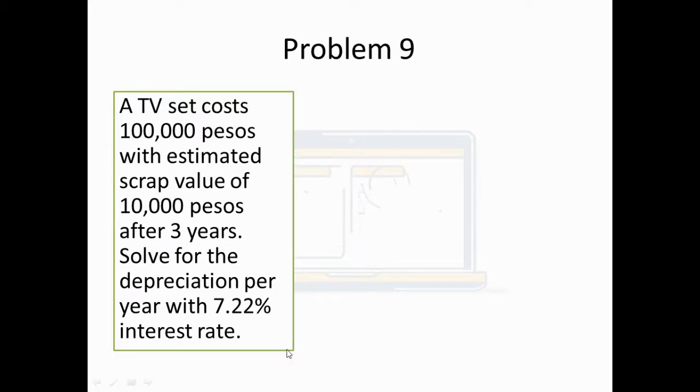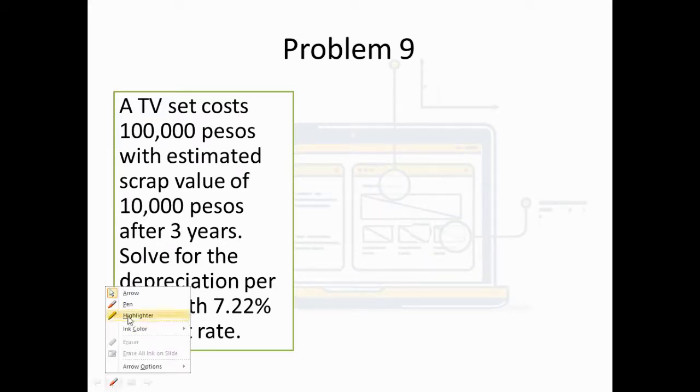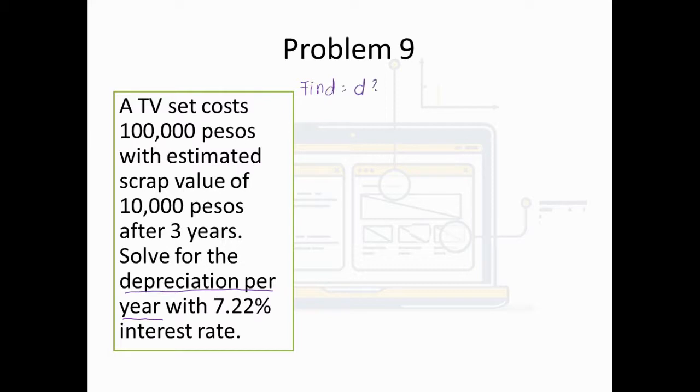Again, this time, ang hinahanap natin ay yung small letter D, si annual depreciation. So, we need to find letter D, and then we'll be using the same formula just like in problem number 8. So, the formula will be D is equal to C sub 0 minus C sub L multiplied by I, all over 1 plus I raised to L minus 1. And then, evaluate using the given values from the given problem.